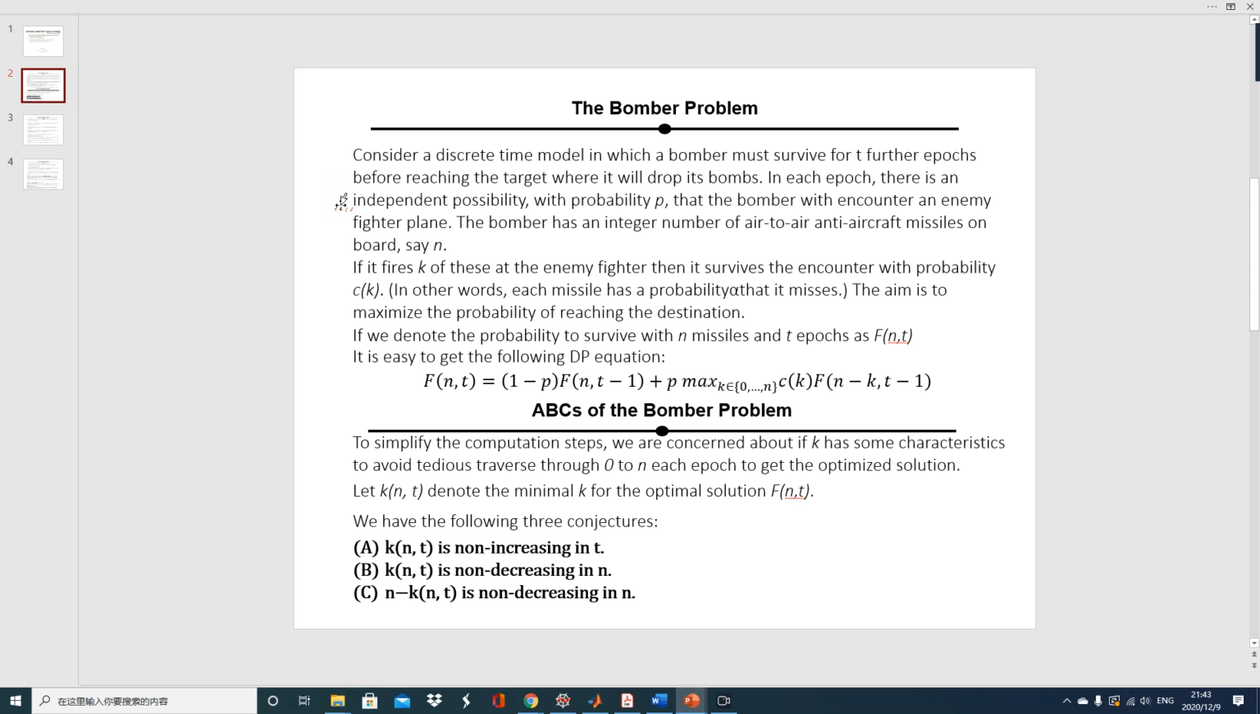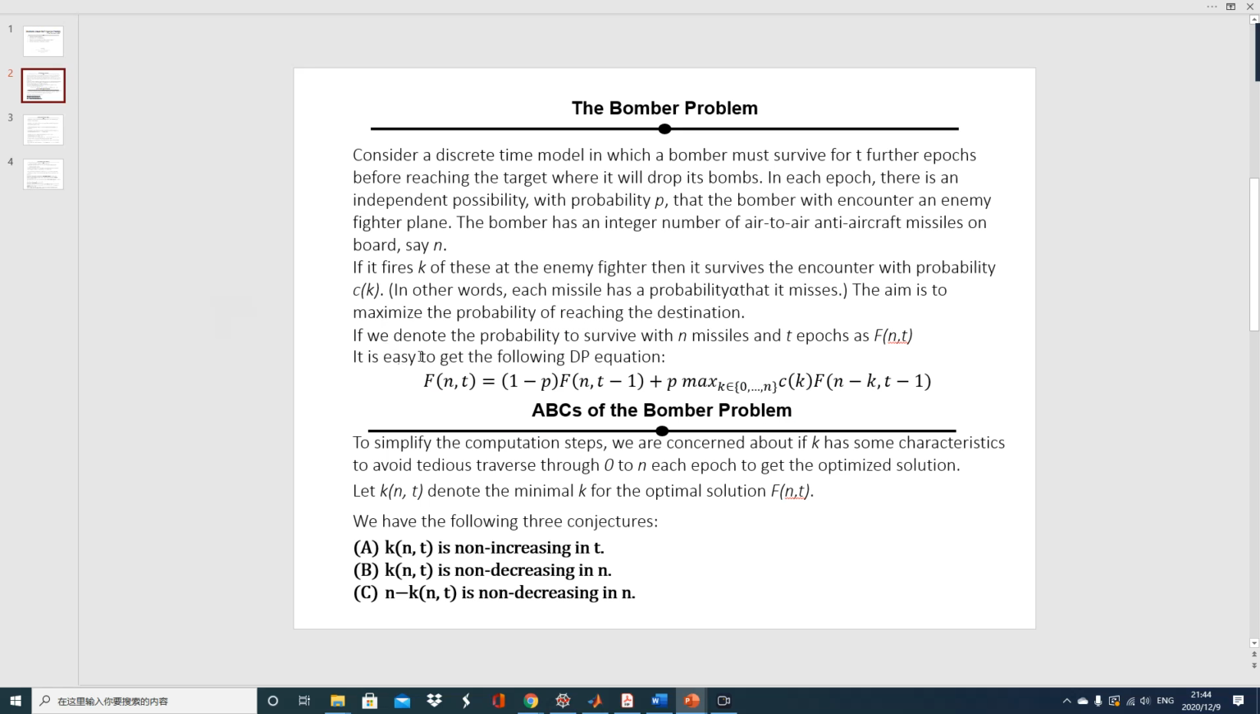You have a bomber. You want to destroy your target after t epochs. At each epoch, with probability p, there will be an enemy plane fighting against you. You are equipped with n missiles, and if you use k of them, you will have a probability of ck to successfully shoot the fighter plane. So, our goal is to maximize the probability of reaching the destination.